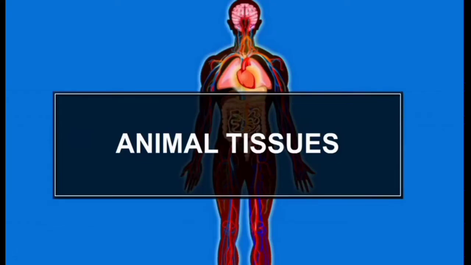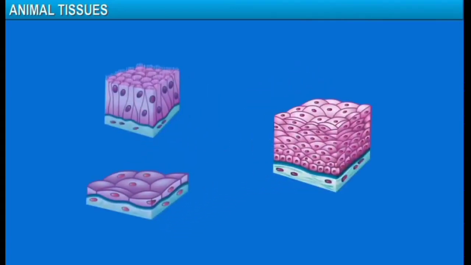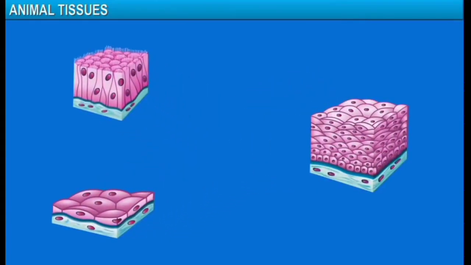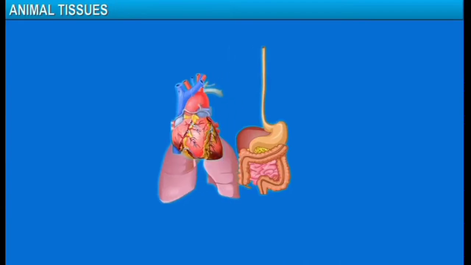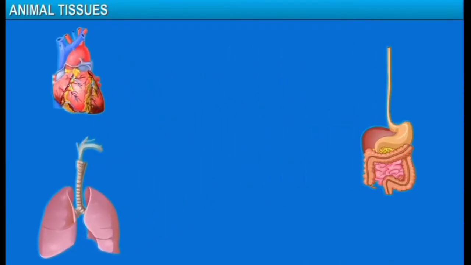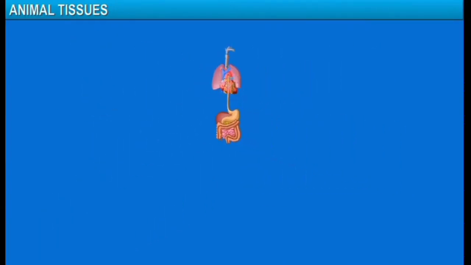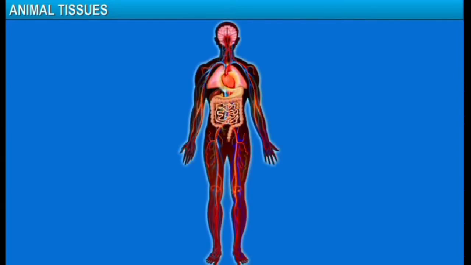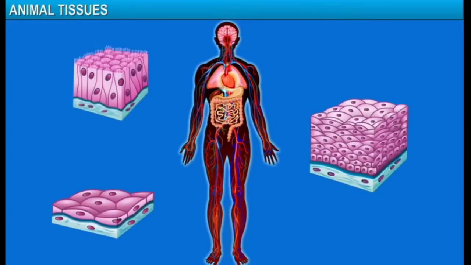In this module, you will learn about different types of animal tissues. It takes many cells to form tissues and many tissues to form organs. Organs together form the organ system, and many organ systems form the organism. Each animal is made of many such tissues.